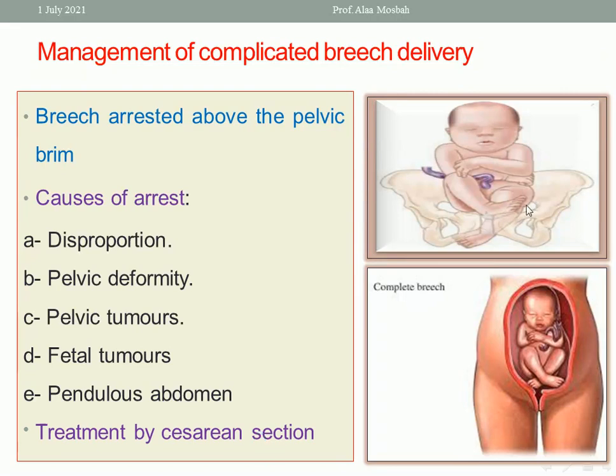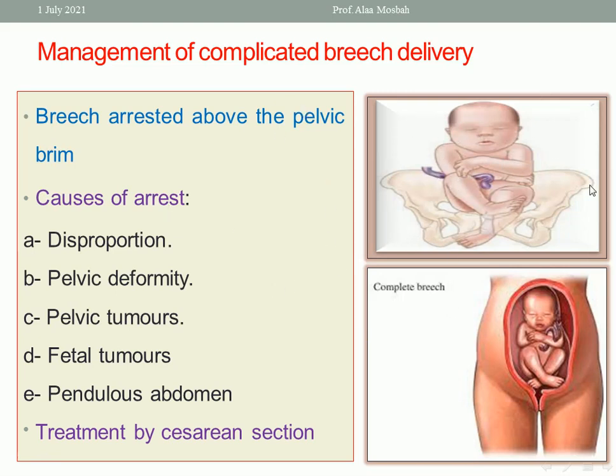What about if the breech cannot enter the pelvis, arrested above the pelvic brim? So we have no method for delivery except cesarean section. So we'll do cesarean section from the start. We are not going to give a trial for vaginal birth if the breech cannot enter the pelvis. So we will do cesarean section.